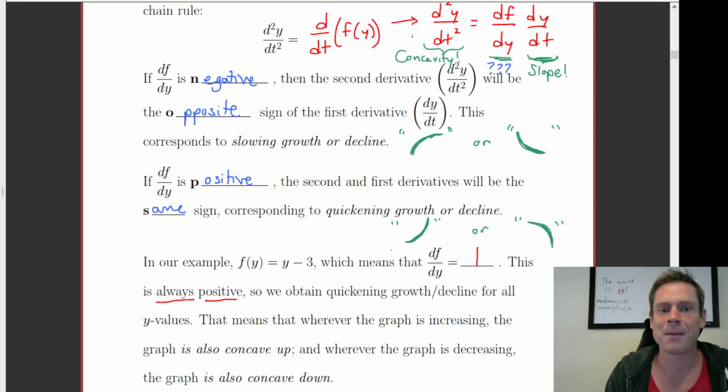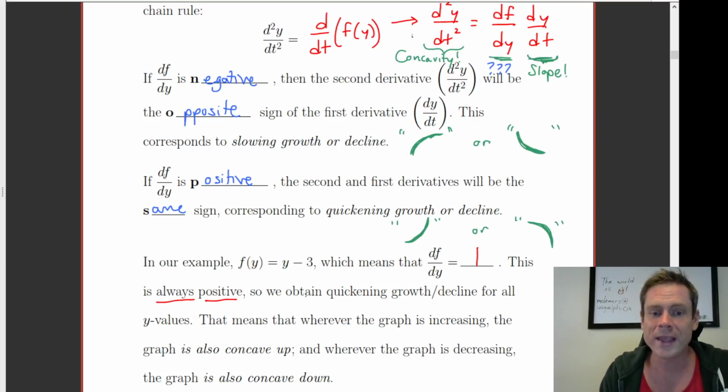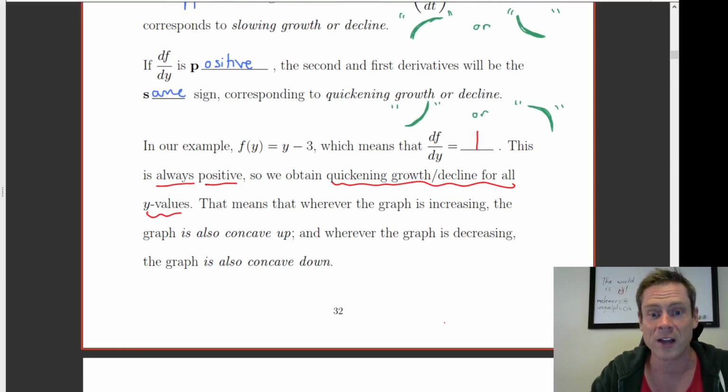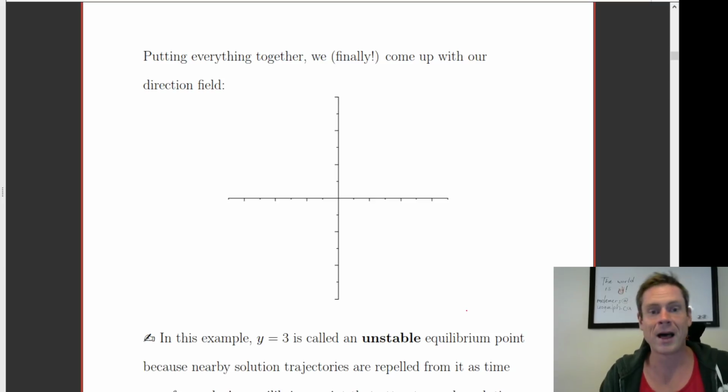And that means that I'm always in this second sort of case where I have quickening growth or decline. So that is what I'm going to be using when I construct my pictures, okay? We have quickening growth and decline for all y values. Wherever the graph is increasing, the graph is also concave up. Wherever the graph is decreasing, the graph is also concave down. So I'm going to put everything together here, and we will have our direction field.